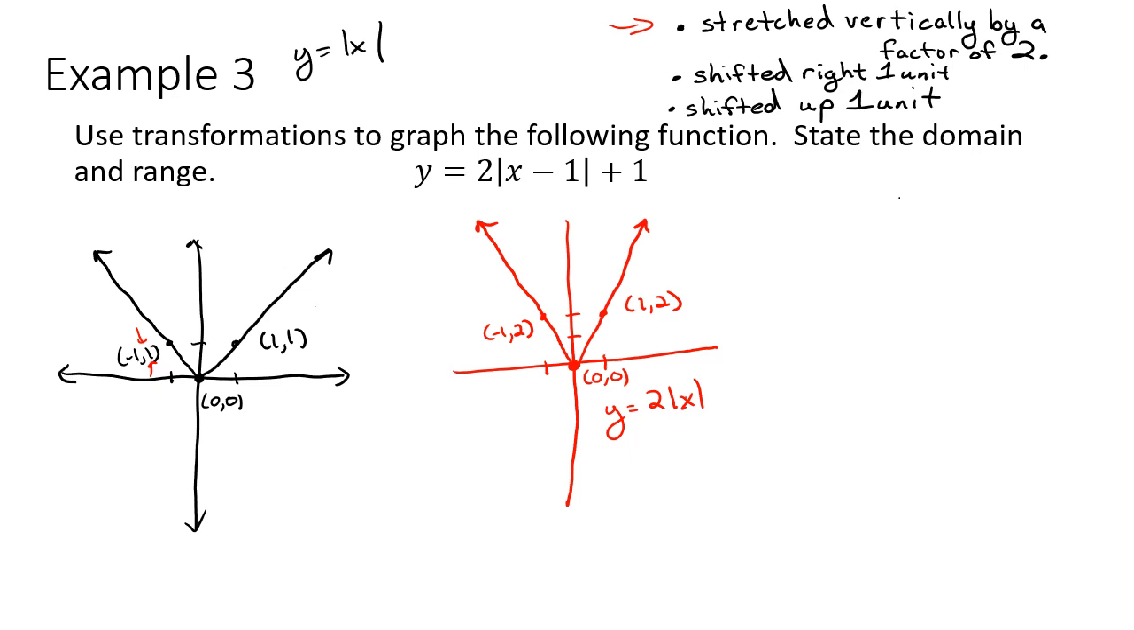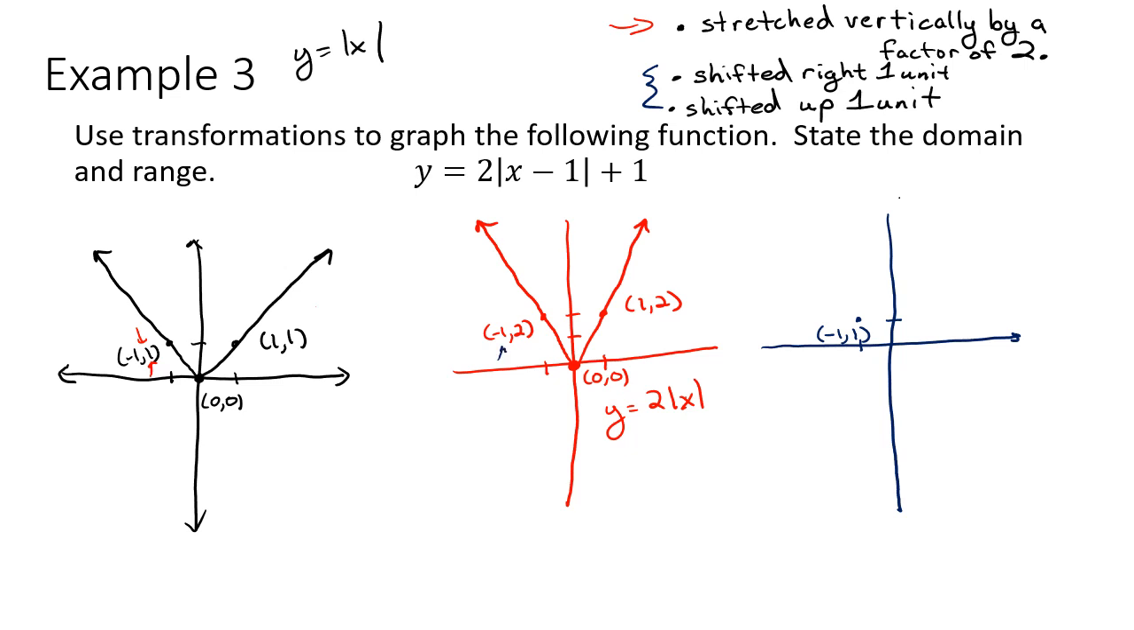Now let's talk about the shifting. So we're going to take all of these ordered pairs, we're going to move them 1 to the left, 1 up. All right, so let's start with the vertex again. It's currently 0, 0. We're going to move it 1 to the left, 1 up. So we're going to subtract 1 from the x, add 1 to the y.